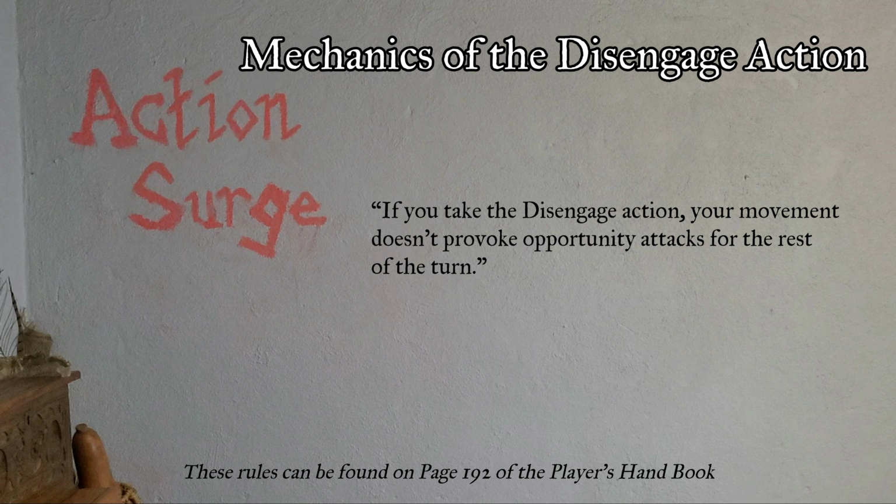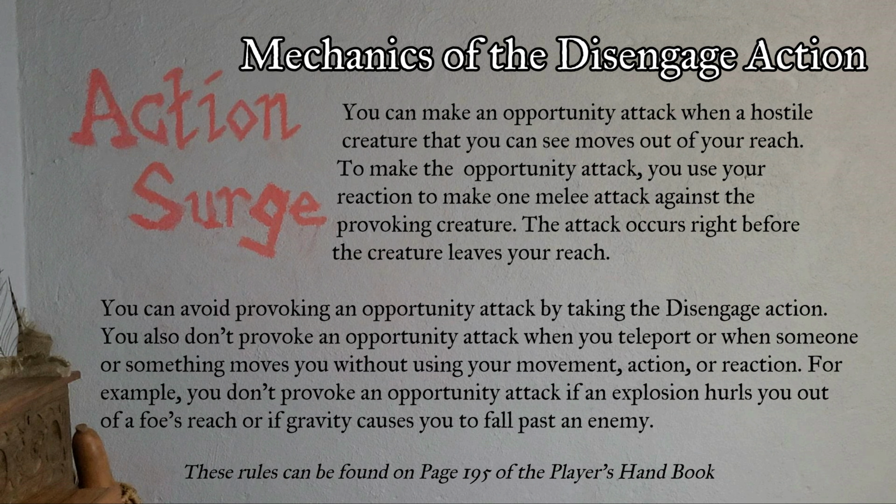As said in the introduction, the Disengage action is tightly linked to the opportunity attack rule. Because of that, it would be helpful for us to take a look at the phrasing of that mechanic here as well. You can make an opportunity attack when a hostile creature that you can see moves out of your reach. To make the opportunity attack, you can use your reaction to make one melee attack against the provoking creature. The attack occurs right before the creature leaves your reach. You can avoid provoking an opportunity attack by taking the Disengage action.